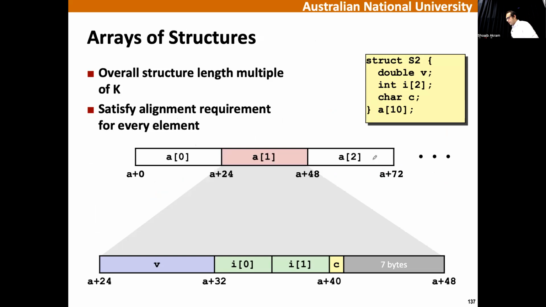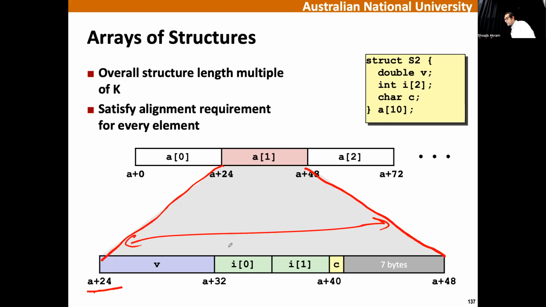So here is an array of structs. If we open up one element of the struct, we see that the alignment requirements of each element are met, and the alignment requirements of each member of each element of the struct array are also met if we do the proper padding and follow the guideline in the previous slide.